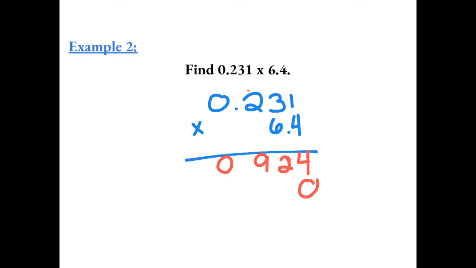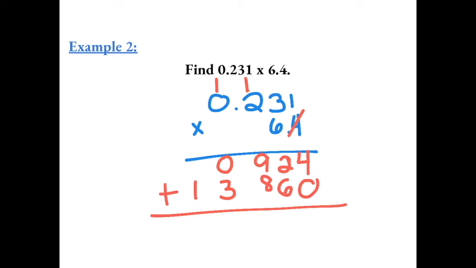So we're going to add a 0. 6 times 1 gives us 6. 6 times 3 gives us 18. 6 times 2 plus 1 gives us 13. 6 times 0 plus 1 gives us 1. Now we can add. We get 4, 8, 17, 4, 1.